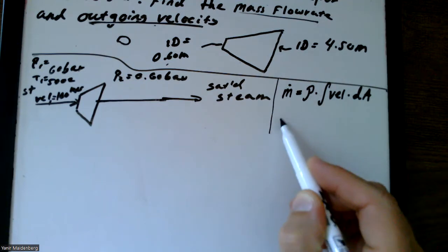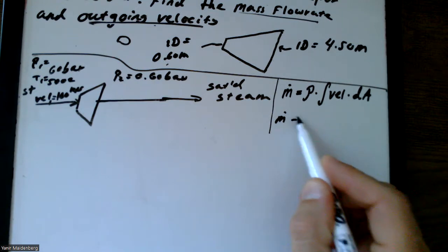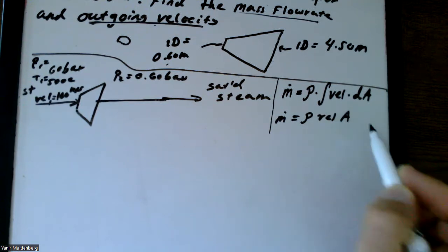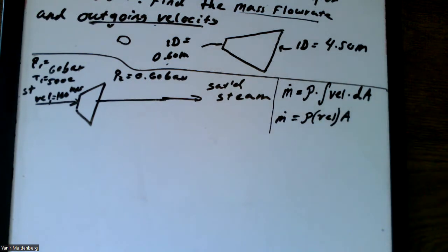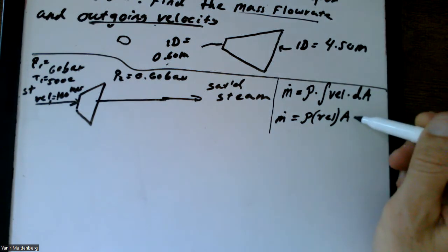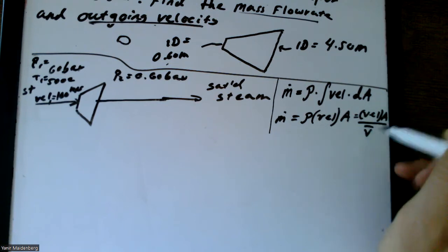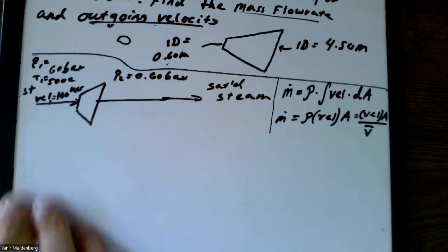And by and large, for our class, unless otherwise specified, you can just assume that m dot is rho times velocity times A, like that. That's fine. And I discussed that in the notes at length. But I also discussed the fact that rho, which is the density, is 1 over the specific volume. So we can also express this as velocity times A over v. Okay, so that's going to give us the mass flow rate. We don't know the mass flow rate.